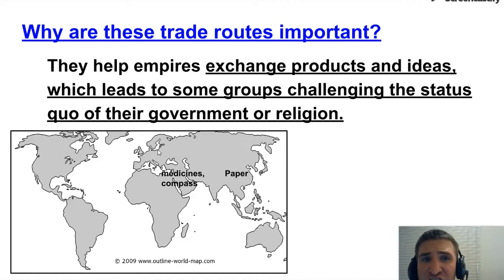They help empires exchange products and ideas, which leads to some groups challenging the status quo of their government or their religion. The status quo being what is the accepted truth. And some of these ideas, like paper, we need paper. It comes from China. And medicines and the compass, these inventions come from the Middle East.